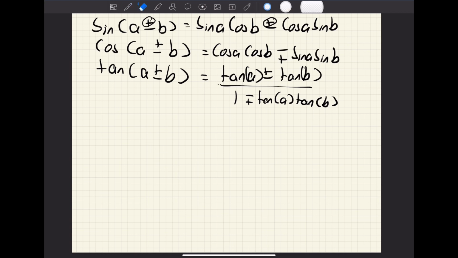Say this is plus, so this would be minus. Say this is plus, I wrote plus over here. Then this would be minus and this would be plus. So I think we're done with compound angles here.